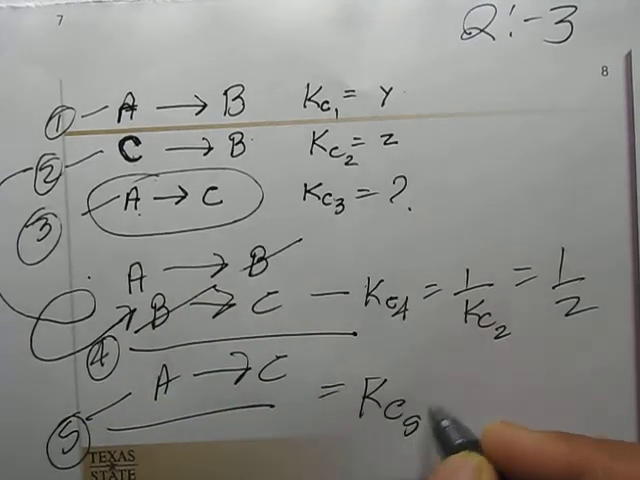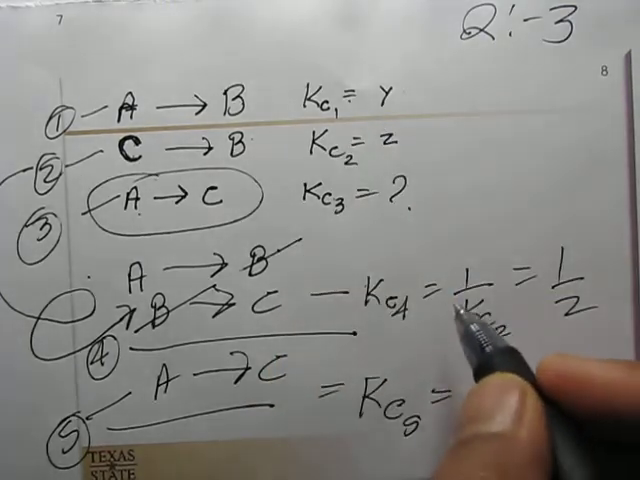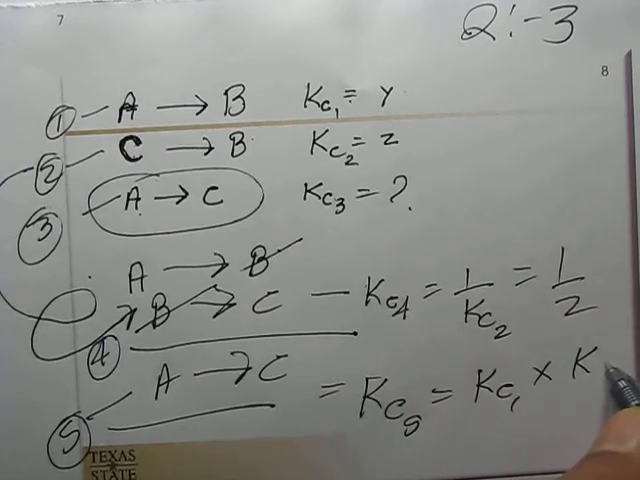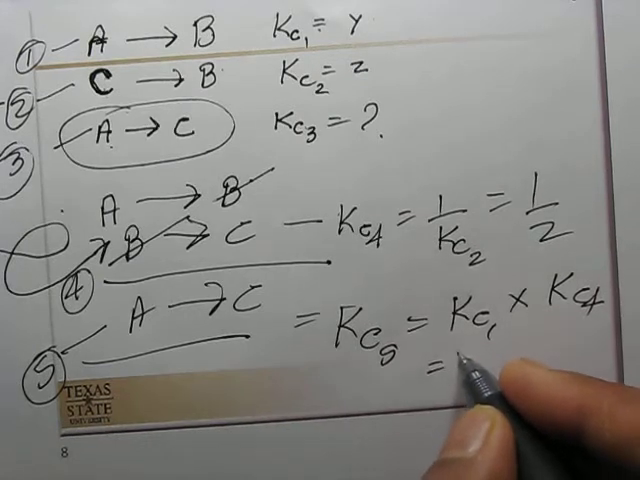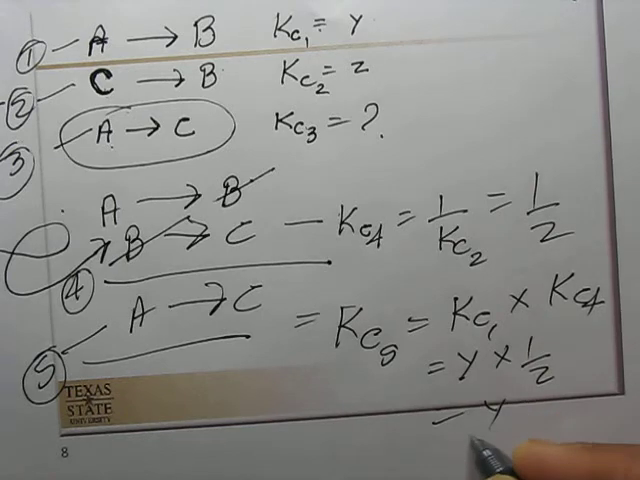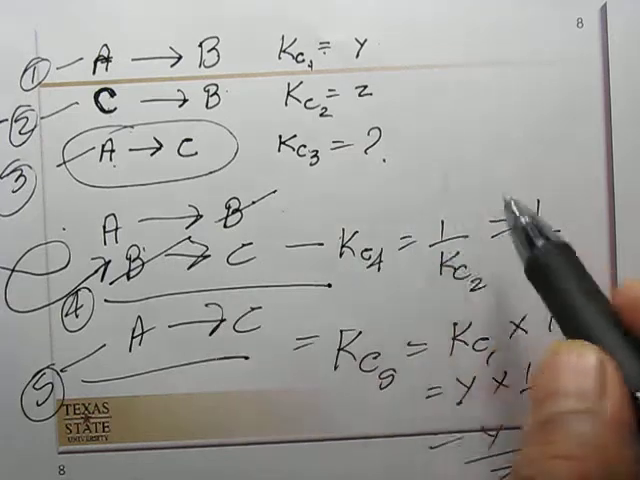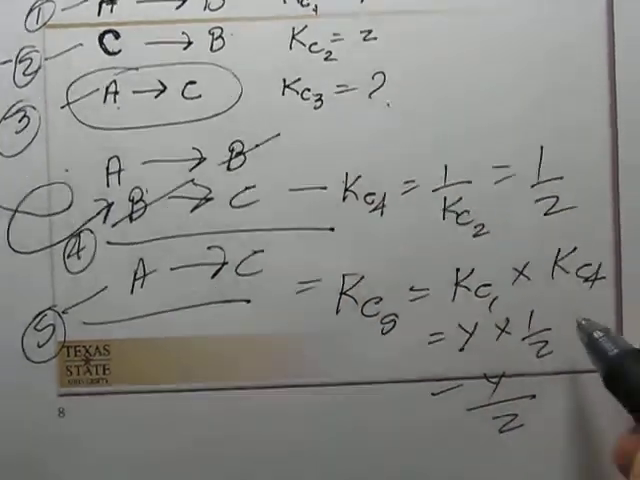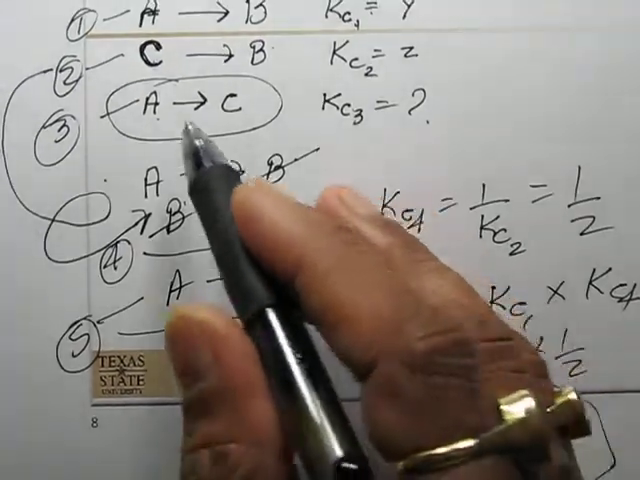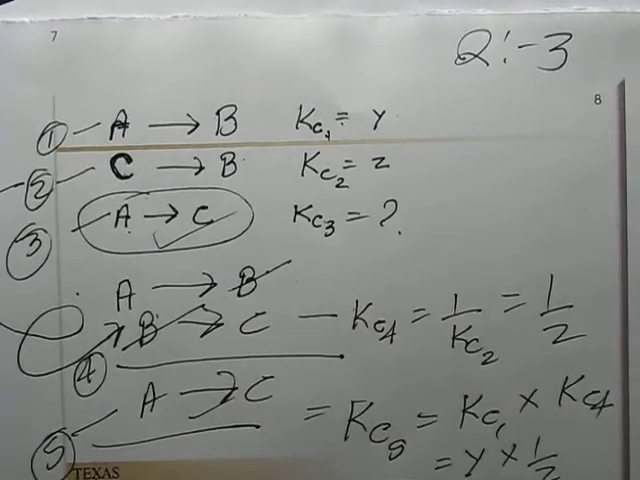So Kc5 will be the product of equations 1 and 4: Kc1 multiplied by Kc4, which is y multiplied by 1 over z. Is that correct? Yes, we did not change equation number 1. So Kc1 is y, and y over z will be the Kc5 for this reaction. So these were some examples about the manipulation.